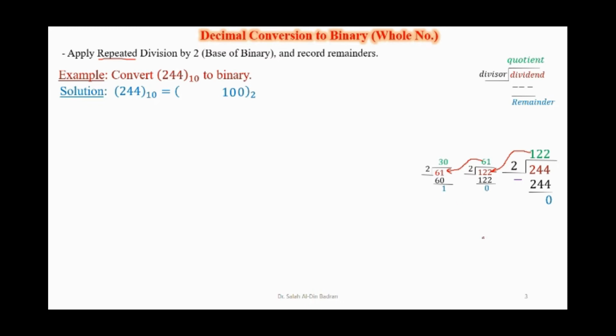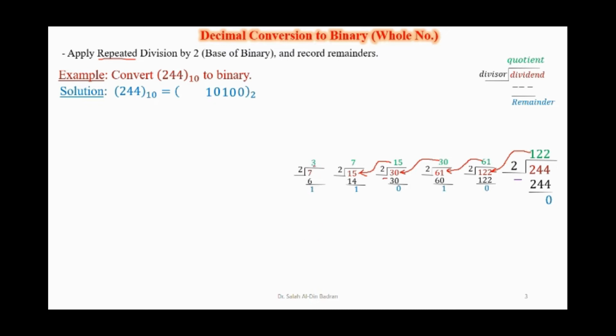We continue with repeated division by 2. Again, we use the quotient as a dividend and divide our 30 by 2. The quotient is 15, multiplied by 2. The result is 30. Subtract both numbers. The remainder is 0. And again, add it to the left side of our set of binary digits. We continue. The quotient is 15. The remainder is 1. And again, add it to the left side.